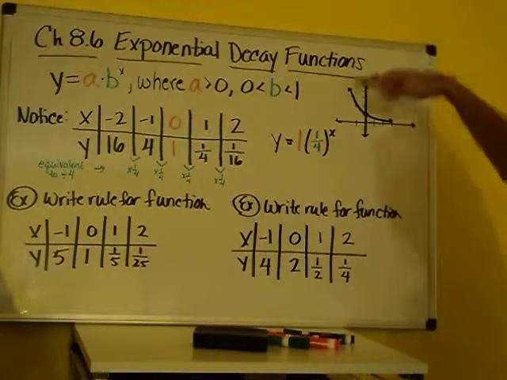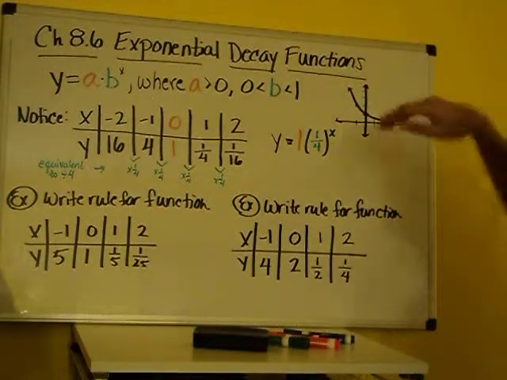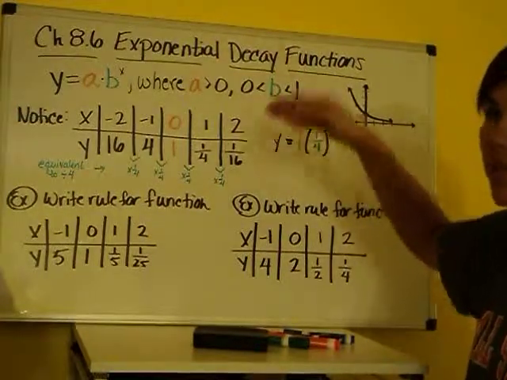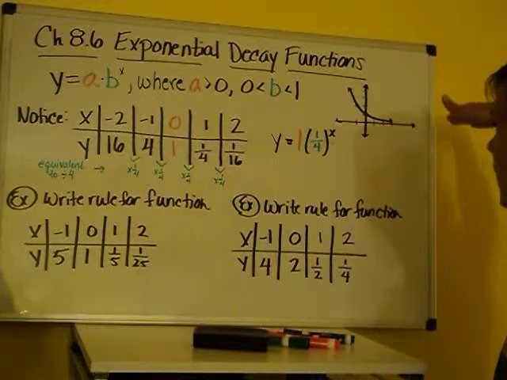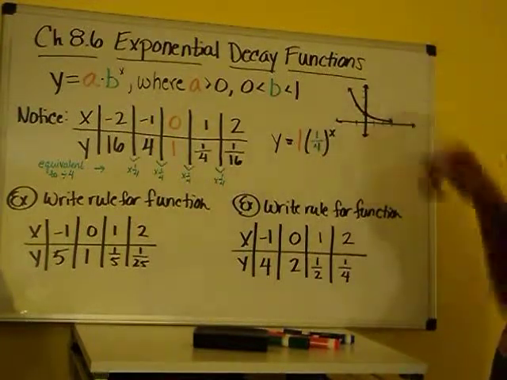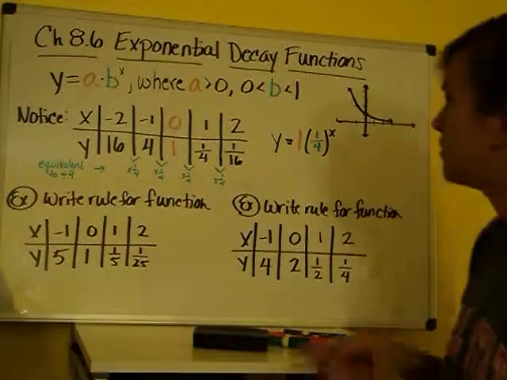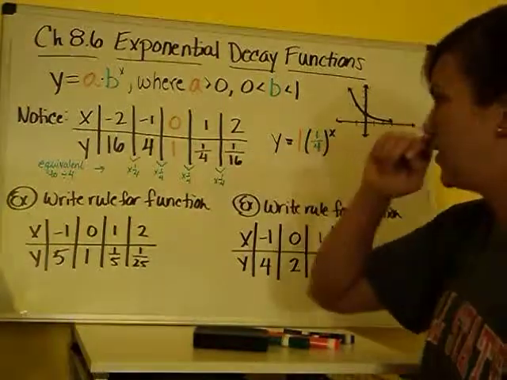So growth, we were getting bigger. Decay, we're getting smaller. And you read this as far as growth and decay going left to right, just like you read a book. So going left to right, we get smaller here. Our growth, we were getting bigger going left to right. But decay, we're getting smaller. Okay, again, I want you to look at this table.